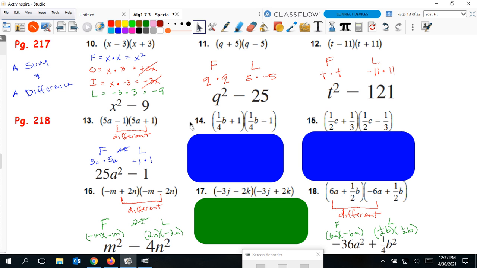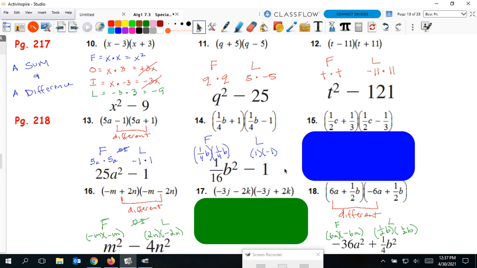Okay, so for 14 and 15, you do have some fractions on here, so those might have given you a little bit of trouble. They shouldn't too much, because multiplying fractions is not too hard. So your first ones is going to be the 1/4 b's. 1/4 b times 1/4 b. 1 times 1 is 1 on top, 4 times 4 is 16 on the bottom, and it's got a b squared. The last one is 1 times a negative 1, so it's just negative 1.